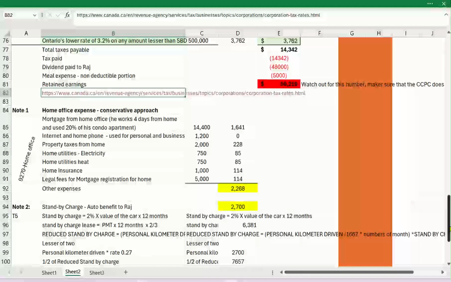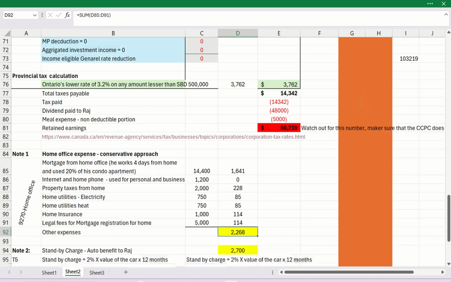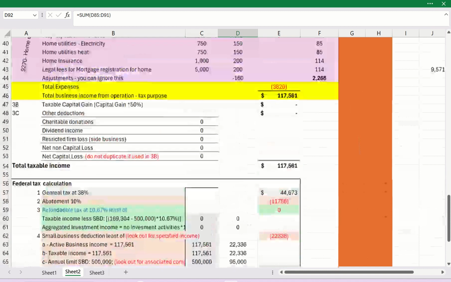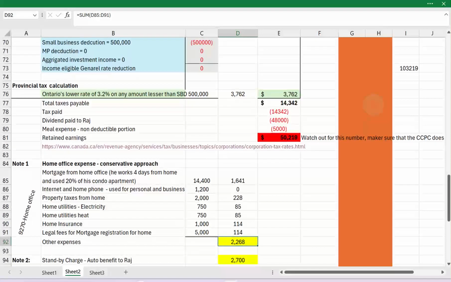I placed a few notes here. So I would probably claim this amount if I were to prepare someone's taxes. I would probably claim the home office expense. I would claim $2,268 for this particular scenario instead of the higher amount of $3,820. They both are correct.